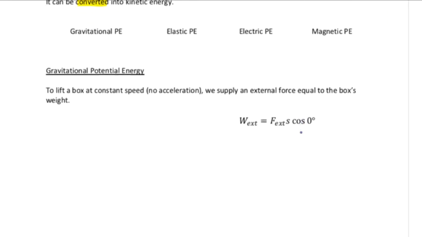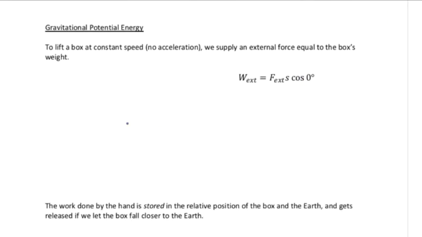If we imagine lifting a box at constant speed, i.e. with no acceleration, we need to supply an external force equal to the box's weight. So let's say I have a box here, and it has a weight equal to mg. If I want to move it upwards at constant speed, once I've got it moving, then the upwards force that I need to apply, let's call that F external, supplied by my hand, has got to be equal and opposite to the weight. So it's also got to have magnitude mg.